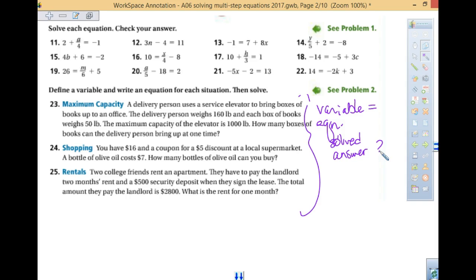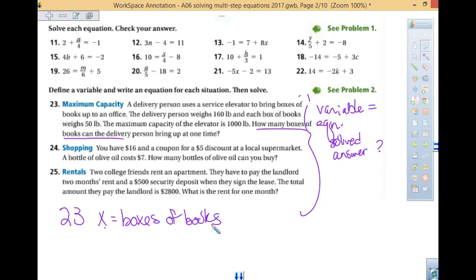Oh, how many boxes you can... Trying to find how many boxes. So 23, first thing I'm going to find x, or maybe I want to even use b, but b to me looks like a 6, so I'm not going to use b. So x equals, and what we were trying to find was how many boxes of books were delivered, right? So boxes of books. Okay?